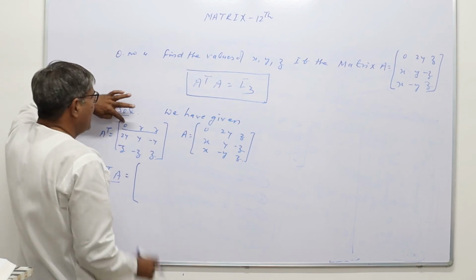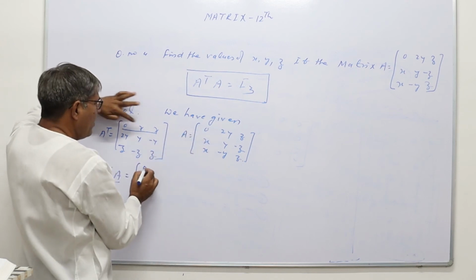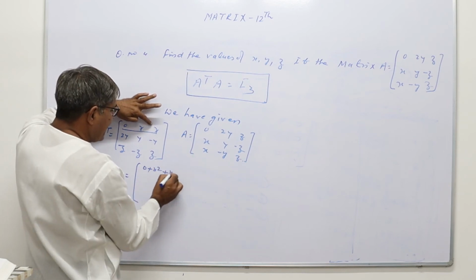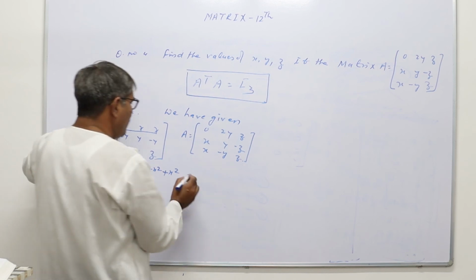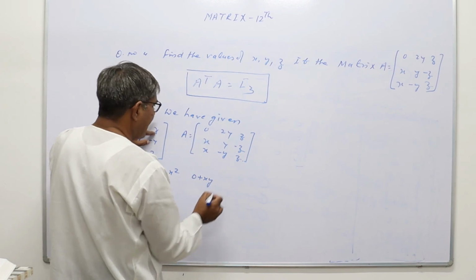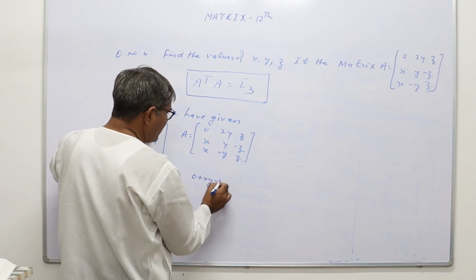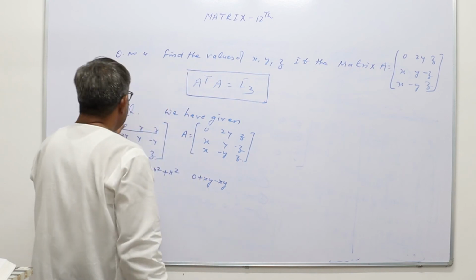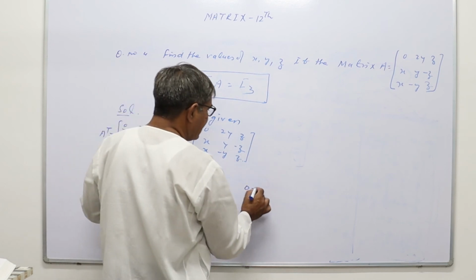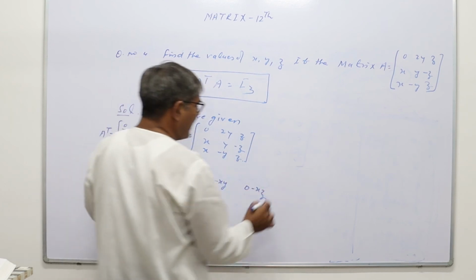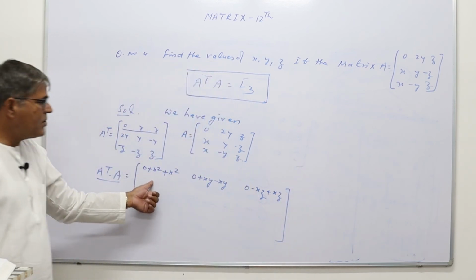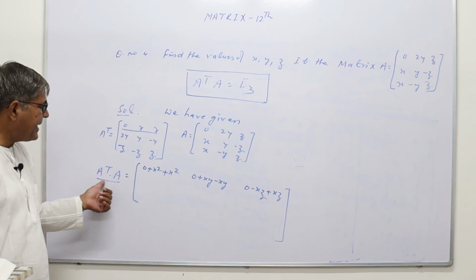So very carefully, 0 into 0 is 0, plus x into x, x square, plus x into x, that is x square. Then 0 into 2y is 0, x into y is plus xy, then x into minus y is minus xy. Then first row third column, 0 into z is 0, x into minus z is minus xz, then x into plus z is plus xz. This is the first row in the resulting matrix A transpose into A.